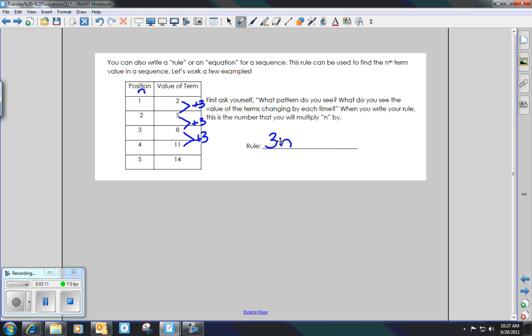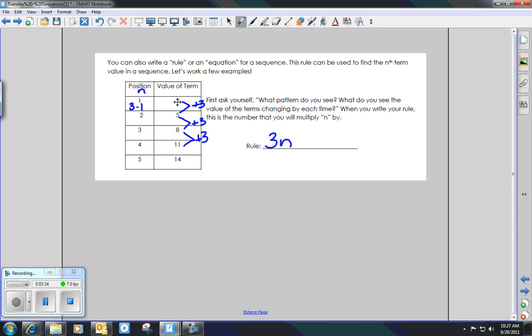Now I'm going to use that and figure out if I have to add or subtract anything from it to get a correct answer. So what I'm going to do, if the position number is n, right here I'd have 3 times 1. I'd put 1 in for n. So this would be 3 times 1, which we know is 3, not 2. We want it to be 2 though.